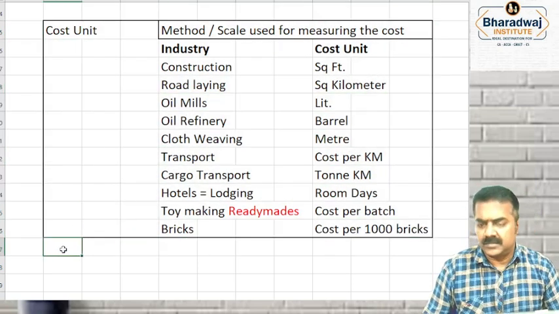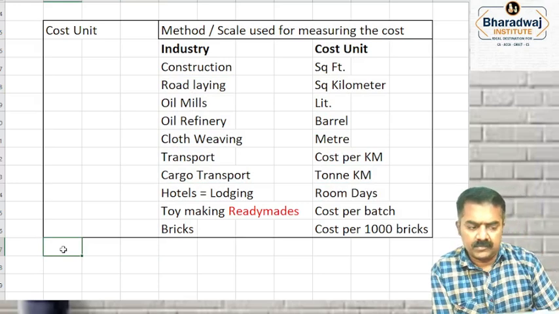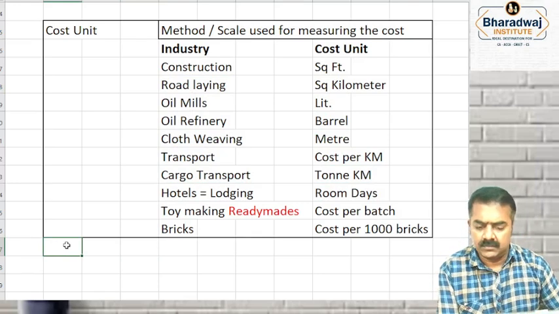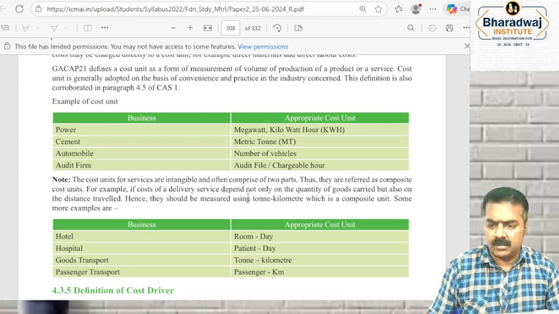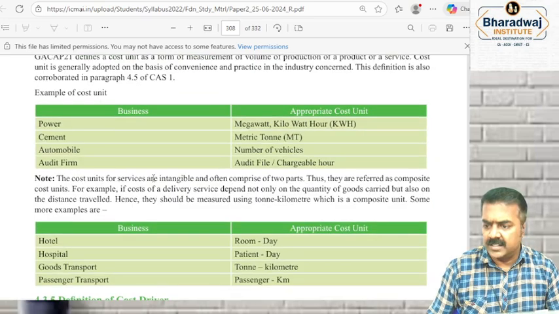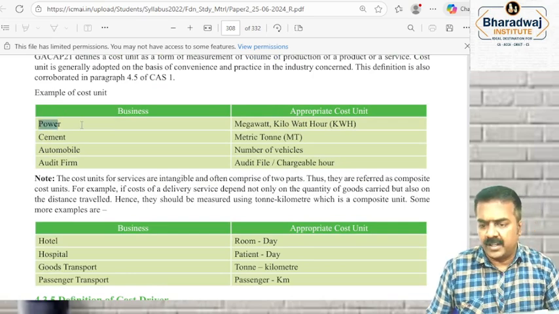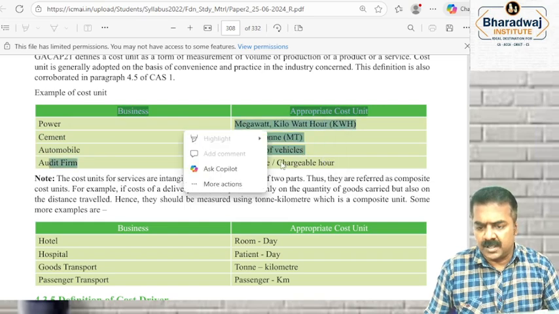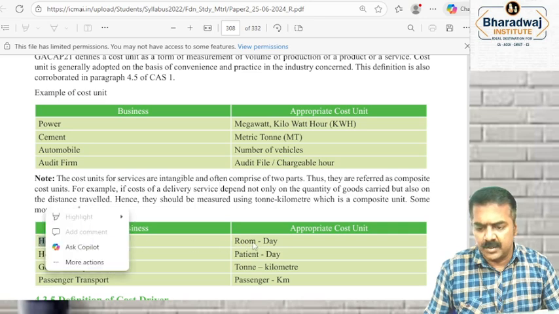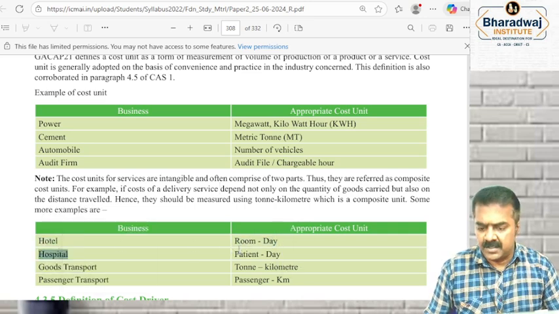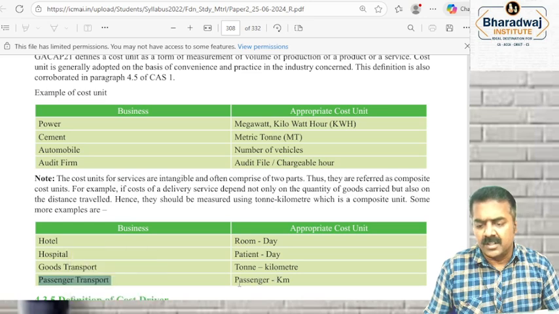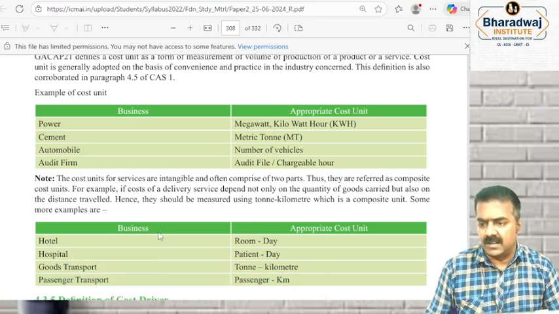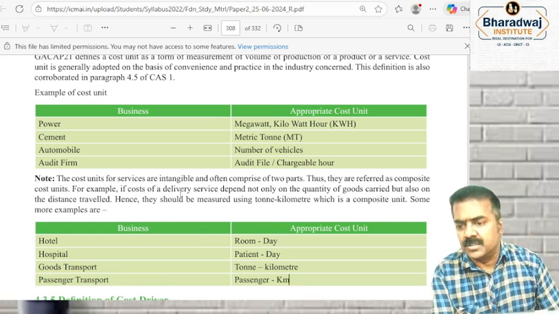Done. Live online friends, have you taken up? In your material, you can find the example of cost units. You can find power, they work out cost per kilowatt, cement, cost per metric tons, automobiles, number of vehicles, audit firms, audit files are chargeable number of hours, hotels, room days, hospitals, patient days, goods transport, ton kilometers. In case of passenger transport, number of passengers into kilometers traveled, like that. This thing you have to go through.